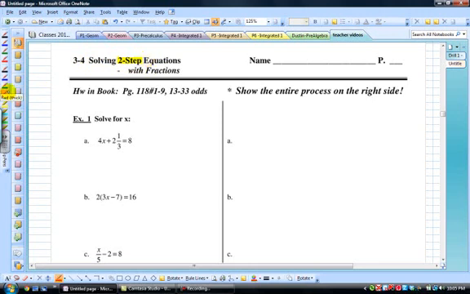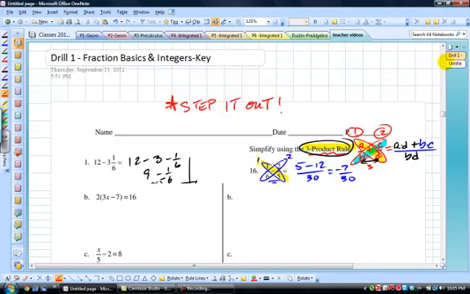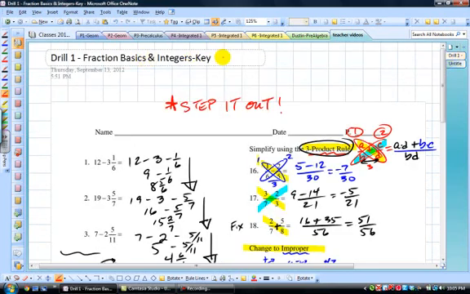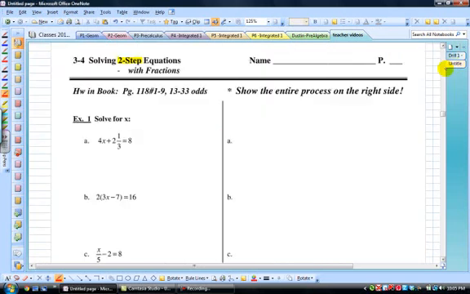What I want you to do before we get started though is to get out your drill sheet, okay? Drill number 1 on fractions and basic integers. I showed you all kinds of non-traditional techniques in here, so get that out, have it off to the side by side with your lesson right here.